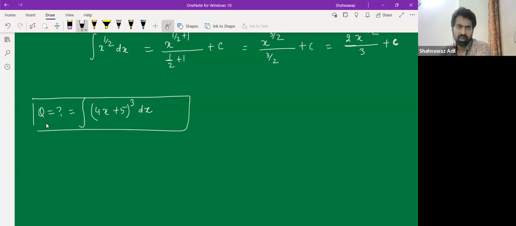Okay, sir. In the next class, I will start the second chapter, motion in a straight line. Please revise all these vectors, differentiation and integration, and keep revising. Okay, guys.